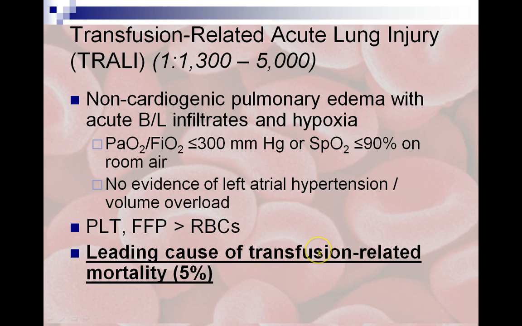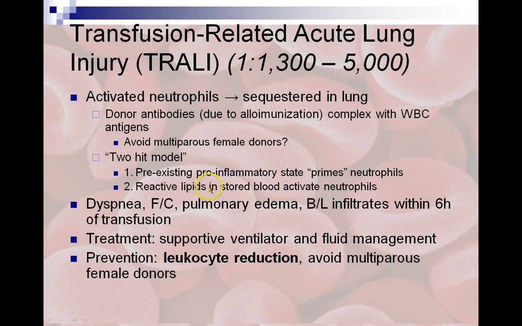This is in bold and underlined because I see it on exams all the time. TRALI is the leading cause of transfusion-related mortality. What's the mechanism? We think that the mechanism is that neutrophils become activated and are sequestered in the lung. What this means is the donor product has antibodies, and they complex with white blood cell antigens in the recipient.